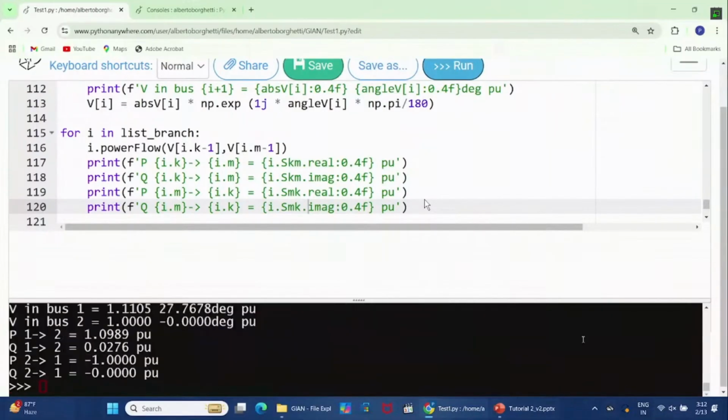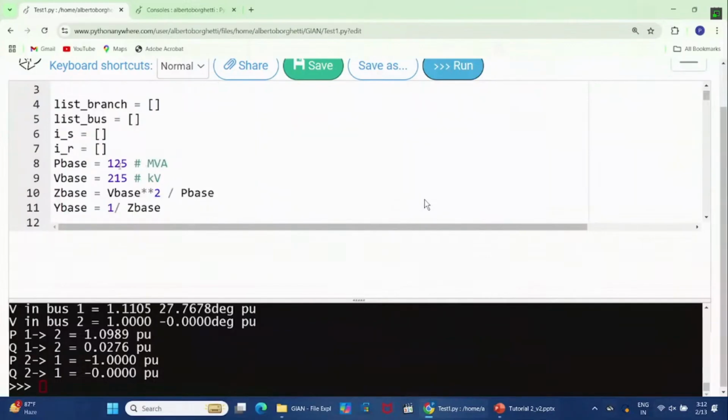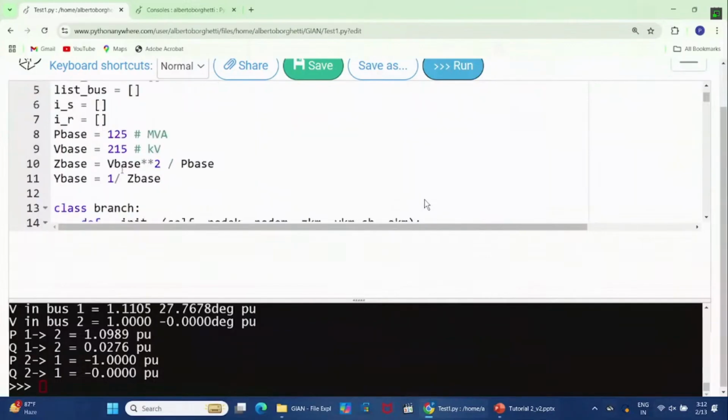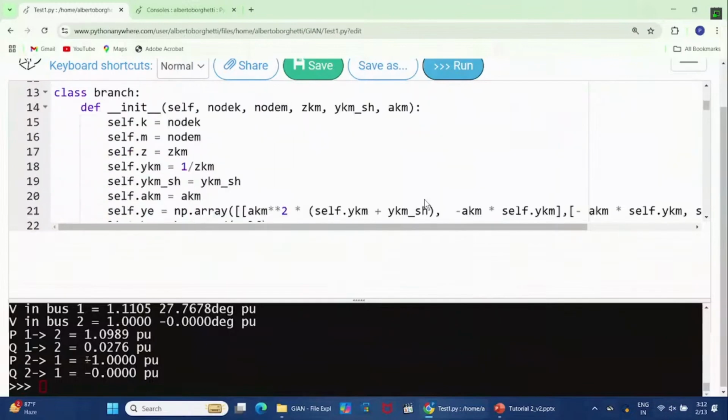Is it reasonable? Apparently yes, because the power in the receiving bus was 1, because we have chosen the P base exactly equal to the load. The load was 125 megawatt, so the power injected in bus 2 is -1, because it is a load. The reactive power is 0 here, but you see that at the beginning of the line the reactive power is not 0, because there is the reactance and the susceptance of the line.